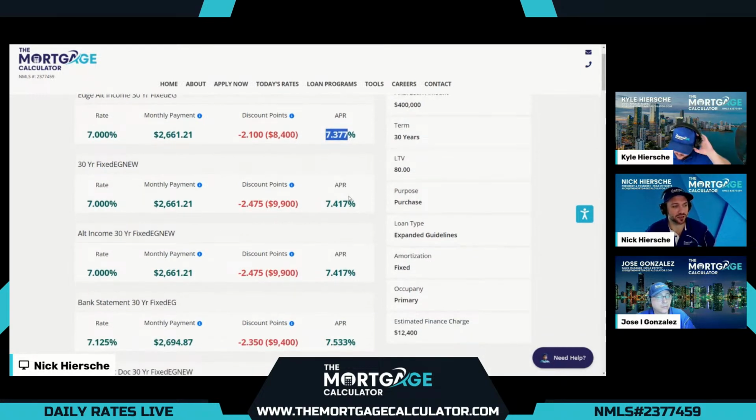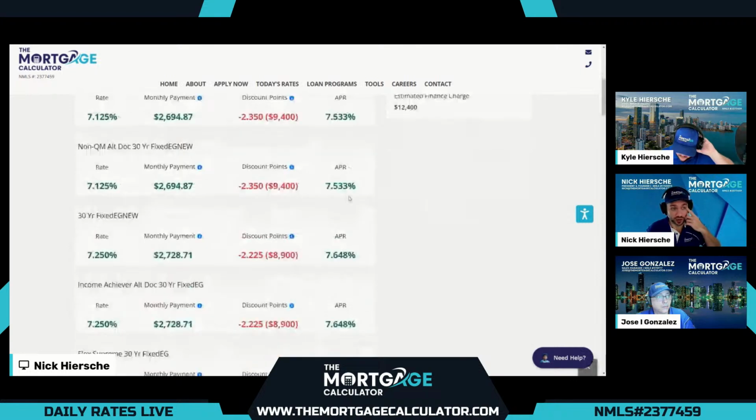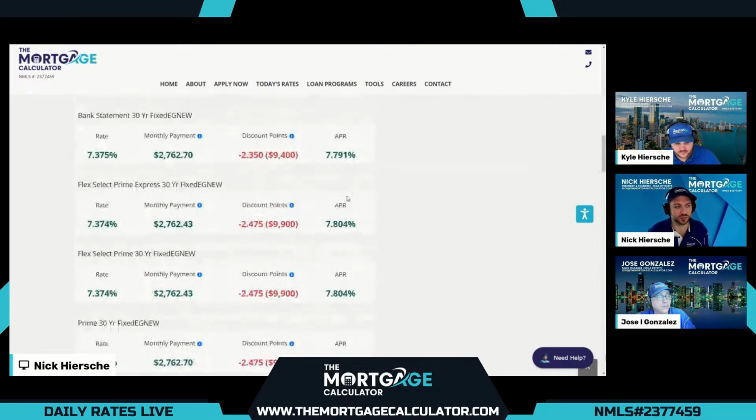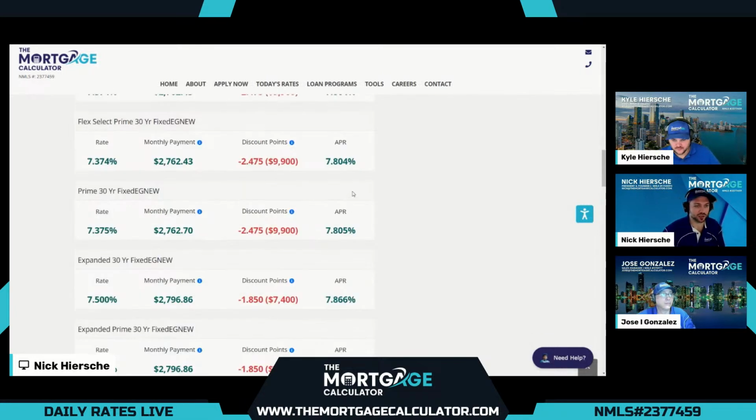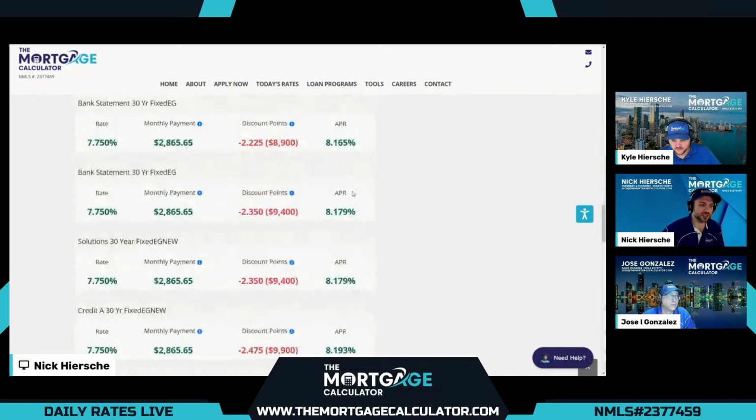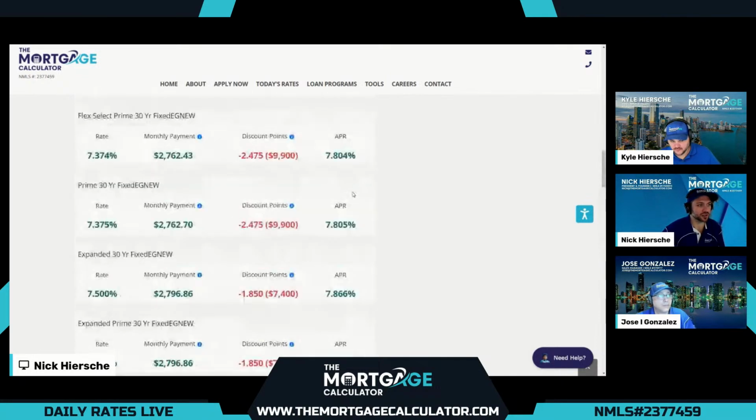Now, if you scroll down, there's hundreds of variations of these programs. Some of these at higher rates and costs may allow things like bankruptcies, foreclosures, other credit issues and events that would otherwise cause us to not qualify. And some may allow different ways to calculate the income. So hundreds of variations. Please get with our team to find the best options.